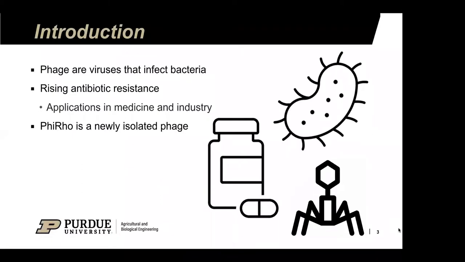So quickly, we'd like to do a brief introduction on our project and why it's important. Bacteriophages are viruses that infect bacteria, and currently, specifically in the medicine and industry fields, there's a rising antibiotic resistance happening in bacteria. And with phages' special properties, there is proof that they can be applicable in these industries. And with PhiRho being a newly isolated phage, it has many areas that can be discovered that can help further these industries.